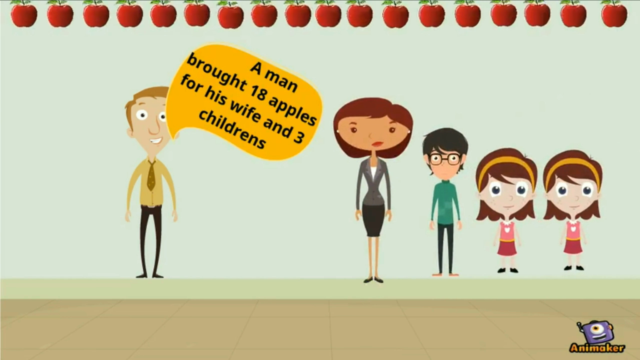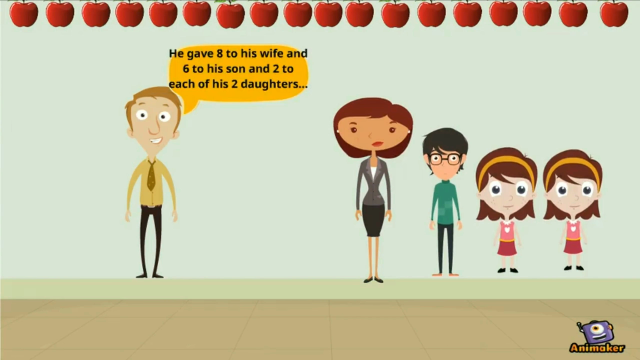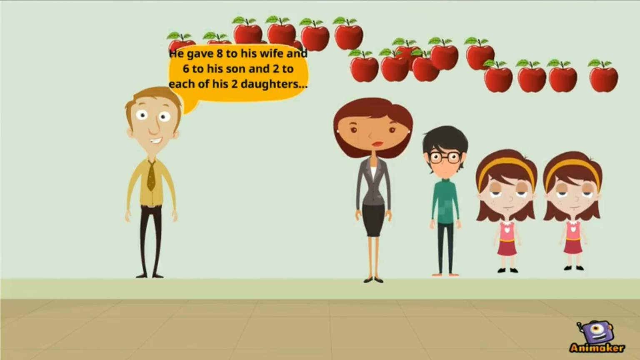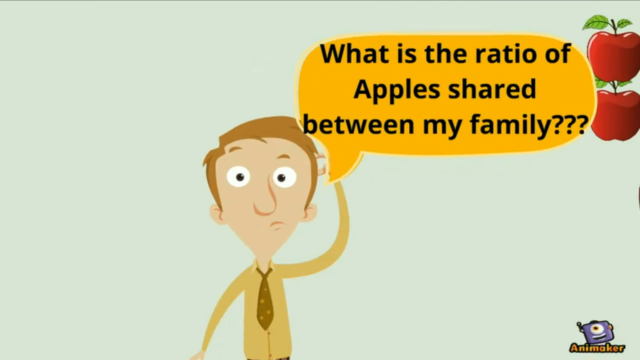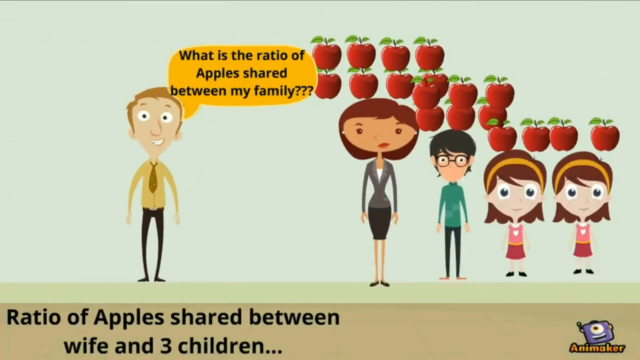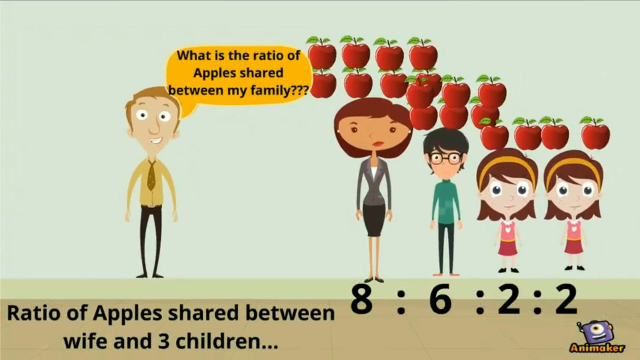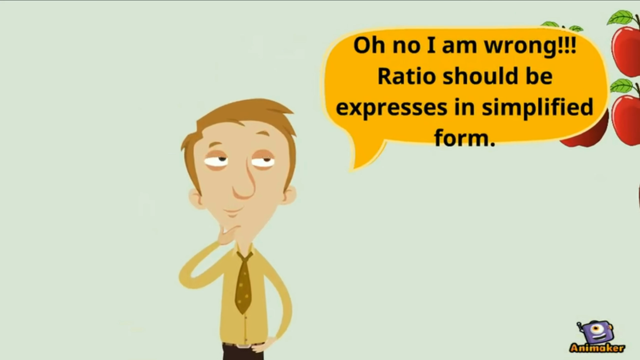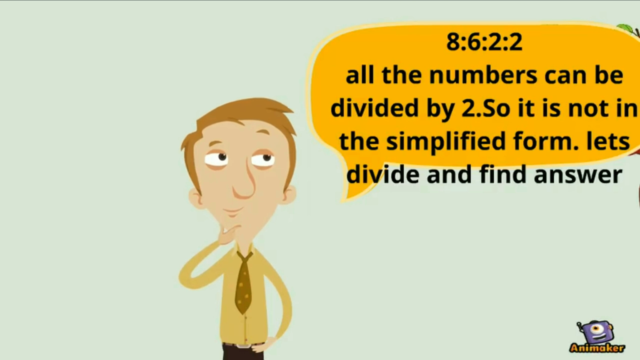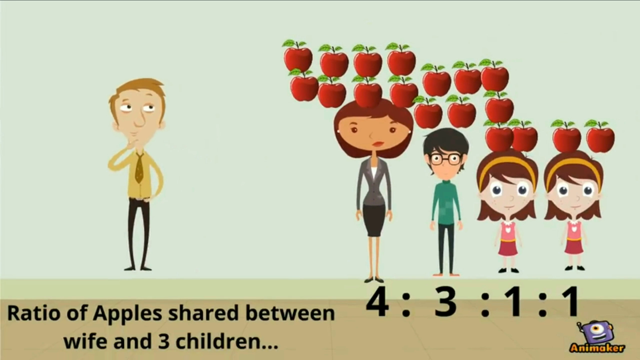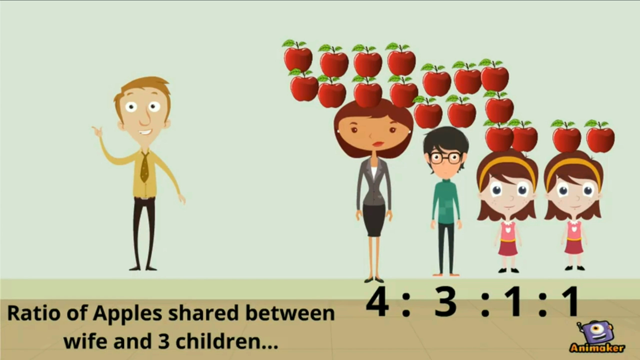A man bought 18 apples for his wife and 3 children. He gave 8 to his wife, 6 to his son, and 2 to each of his daughters. What's the ratio of apples shared between my family? Yeah, it should be 8:6:2:2. No, I am wrong, because a ratio should be expressed in the simplified form. All these numbers are divisible by 2, so it's not the simplest form. So let's divide and find the answer. Yeah, I have shared it in the ratio of 4:3:1:1.